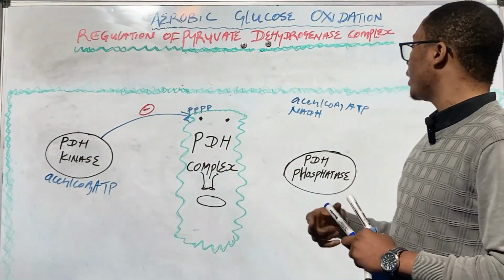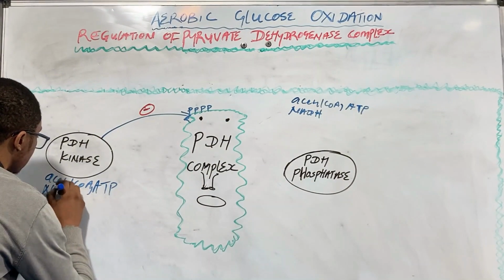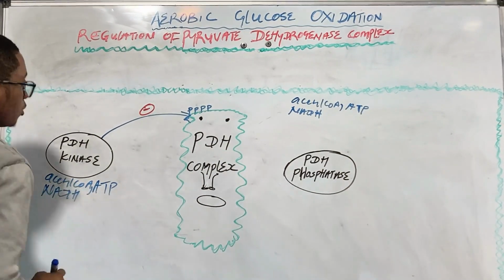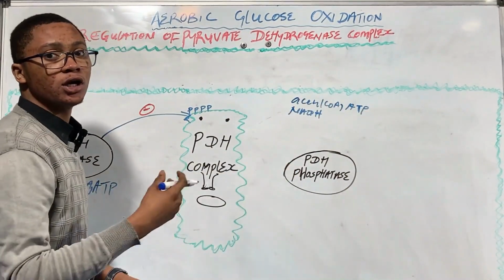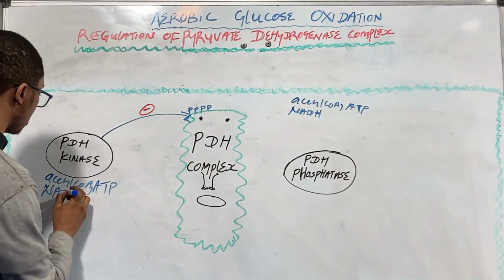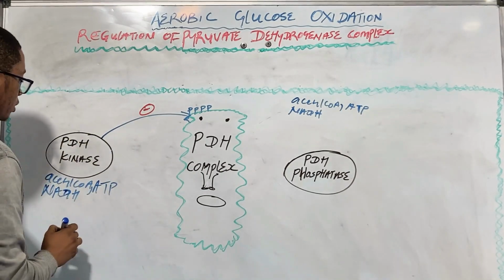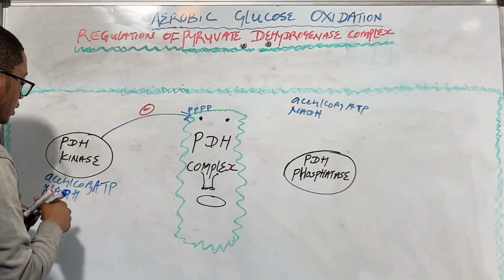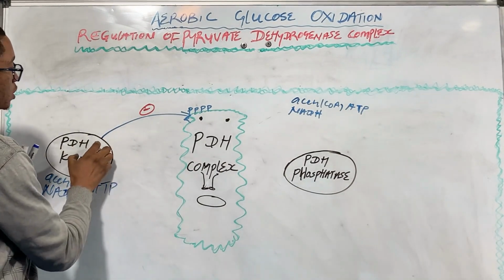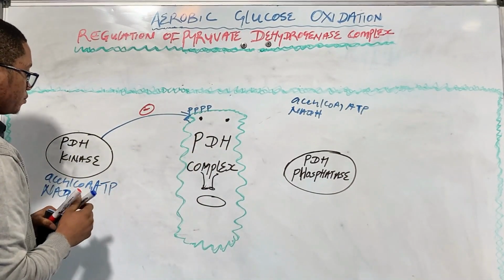All right, so NADH also stimulates this kinase, because NADH has to go into the electron transport chain to produce ATP. So when there is a lot of NADH, it stimulates this enzyme, causing it to phosphorylate this complex and inhibit it.